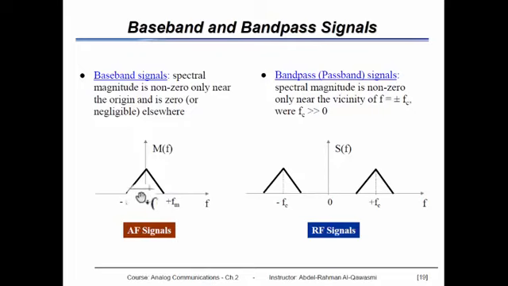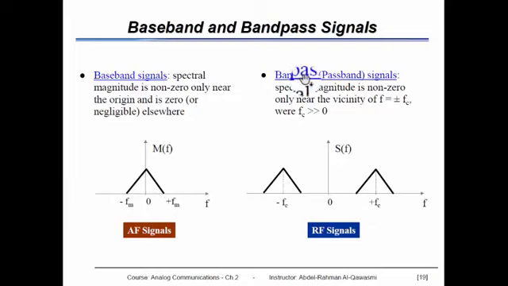So the baseband signal spectral magnitude is non-zero only near the origin, near zero. For example, your voice from 300 hertz to 3300 hertz, about 3 kilohertz. It is near the origin, and the maximum frequency is 3.3 kilohertz. This is before your modulation. Now, after modulation, the baseband signal becomes what we call band pass. For a baseband signal, you can use a low pass filter.